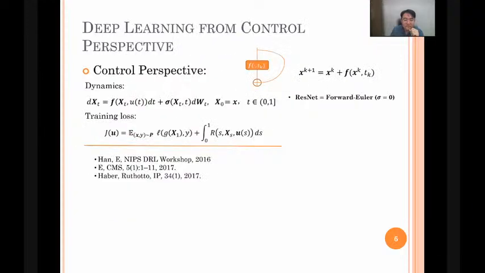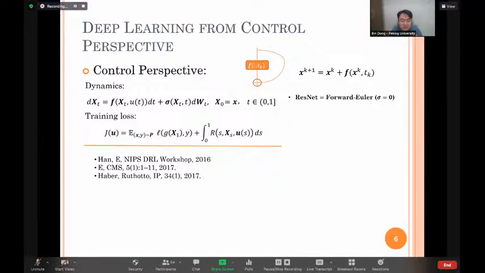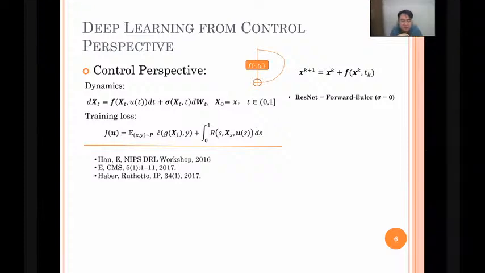Okay, so first of all, why we could use optimal control to look at deep learning, and how deep neural networks can be related to a dynamical system. It started with residual networks and how people interpret residual networks in terms of ODEs and optimal control. I think this started with the work done by Weinan E's group, and also by Haber and Ruthotto around 2016 and 2017, where they observed that you can regard the residual network as a forward Euler discretization of an ODE.